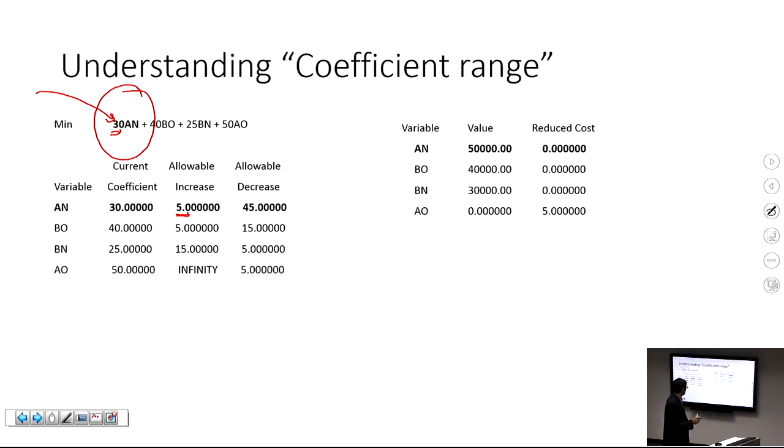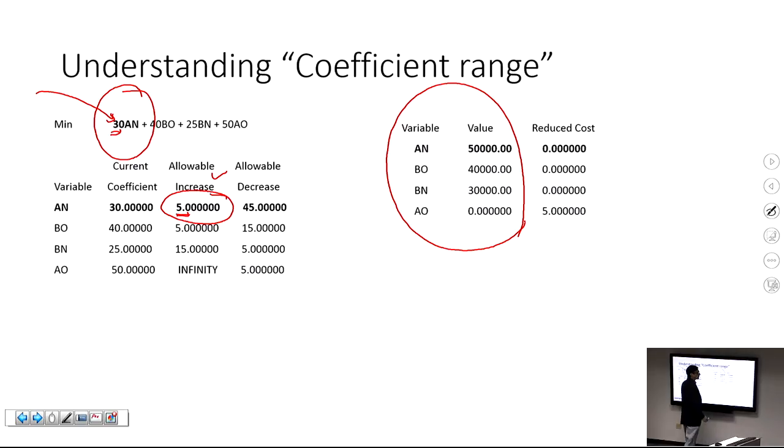For that change to happen, your cost should go up by more than $5. So that's what this allowable increase is, okay? As long as the increase is $5 or less, your solution is not going to change. So your solution is right here. This solution is going to stay the same as long as the increase in the cost of making the product is $5 or less. If the increase is more than 5, then this solution would change.